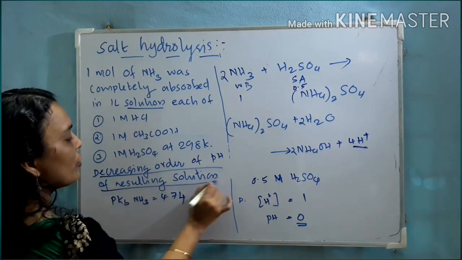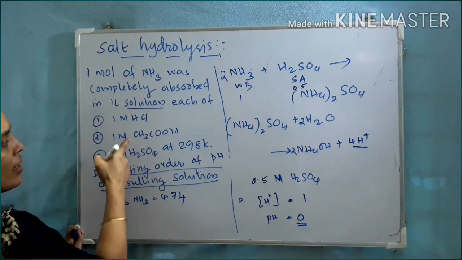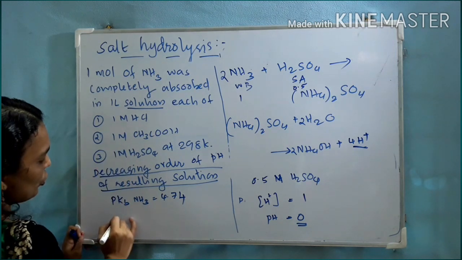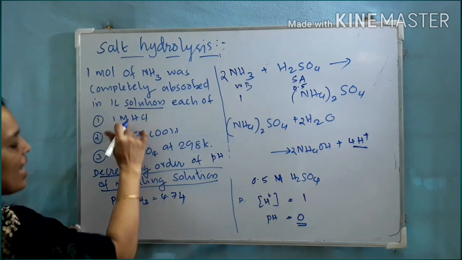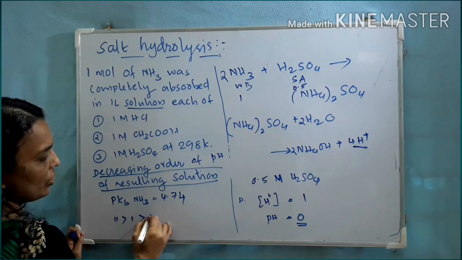So what do we want to do? The decreasing order of pH of the resulting solution. So which one has the highest pH? This one may be neutral, that means 7. Then the second is less than 7, and the one equal to 0 is the third.